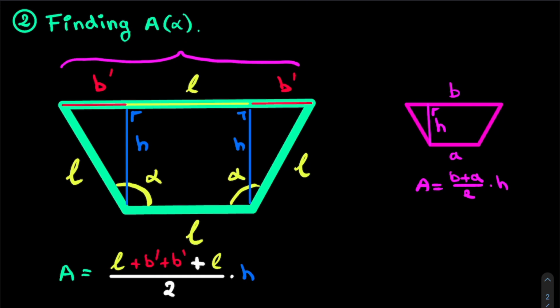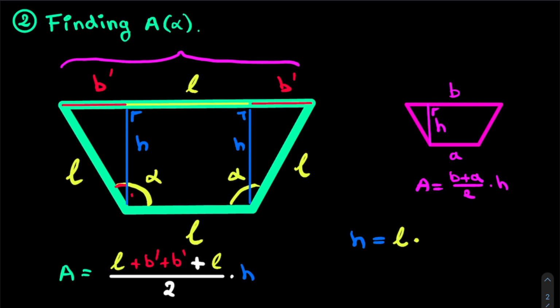And to find b prime and h, we're going to use some trigonometry, and in specific, looking at this triangle right here, or equivalently, this triangle right here. First, let's look at h. We see that h is equal to this side right here, so L, multiplied by this small angle here.